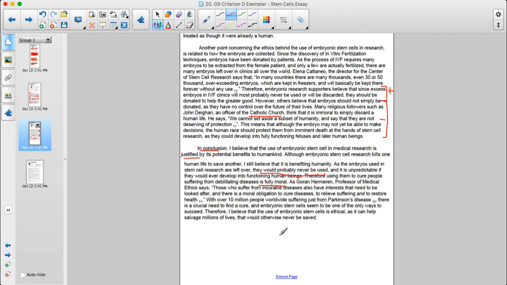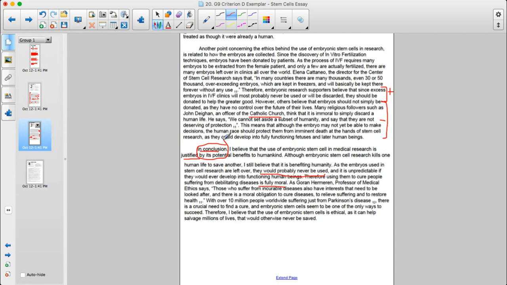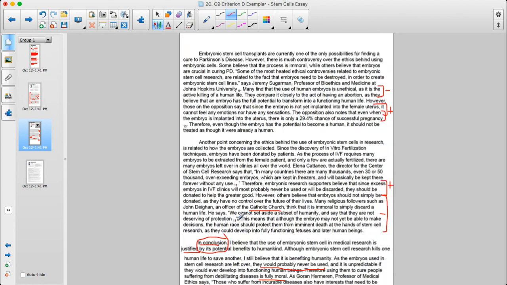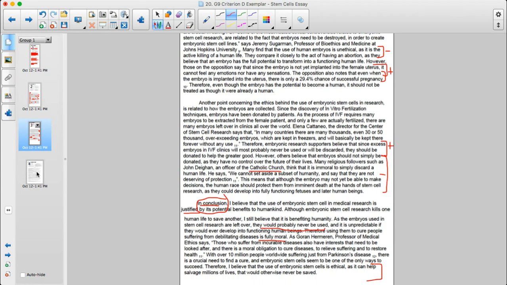They could maybe go a little bit further, but they have come to a conclusion after looking at both viewpoints, and they're justifying their conclusion, why they think it's ethical in the end. "Therefore, I believe that the use of embryonic stem cells is ethical, as it can salvage millions of lives that would otherwise never be saved." So in their opinion, because embryonic stem cells can save many people from bad diseases, it's worth destroying embryos that could potentially turn into human beings, but probably won't. So I think they fully justify themselves in why they think it's overall justified.